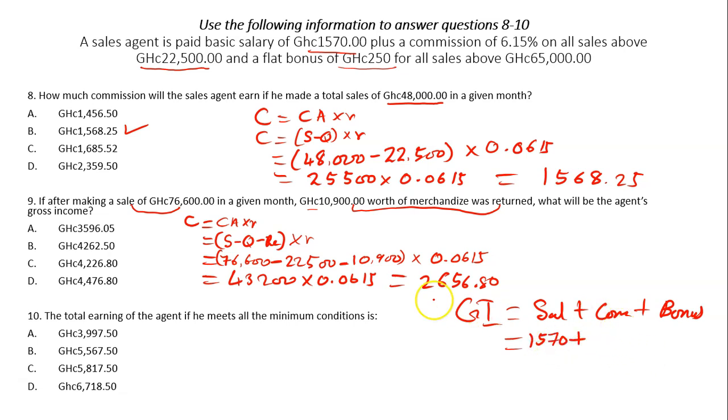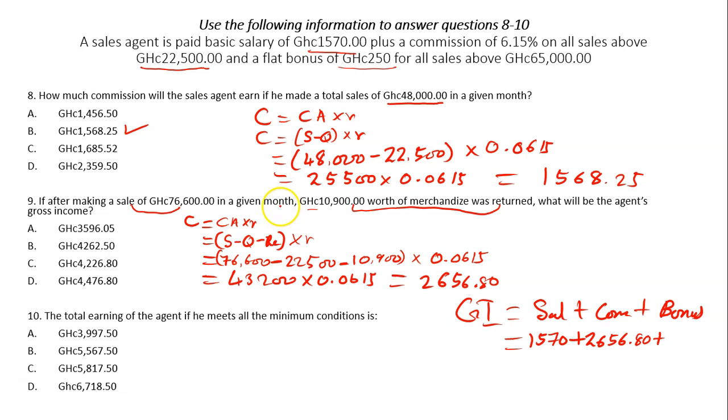Plus the commission is 2,656.80 plus bonus. Now, let's see if it qualifies for the bonus. This is sales, isn't it? 76,600. You don't just check with the sales if you have returns. You need to know the net sales. The net sales is equal to sales minus returns.